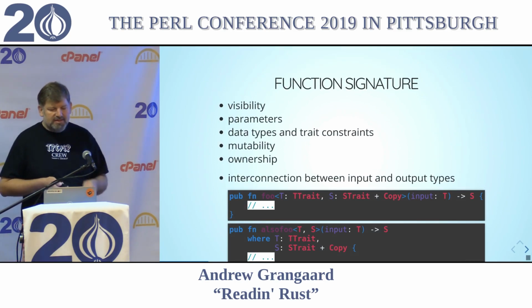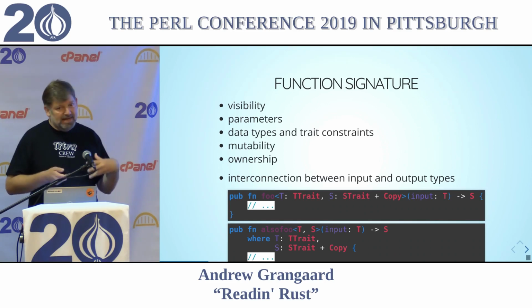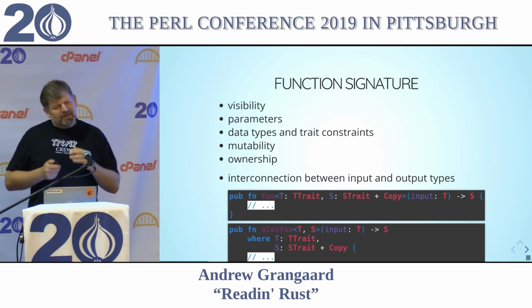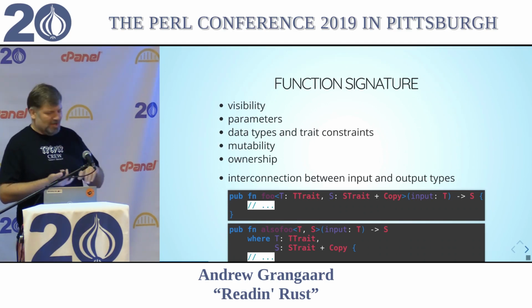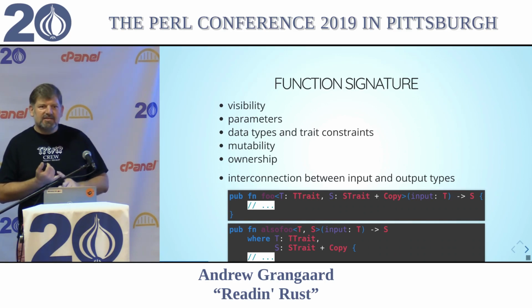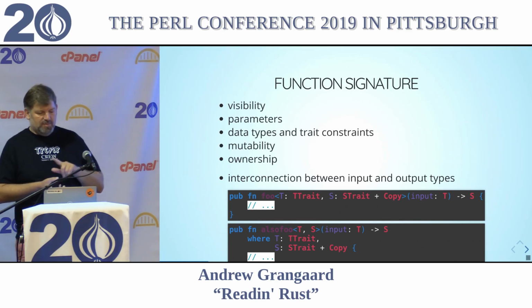And the function signature gives you a whole bunch of stuff. It's all packed in there. It's very dense. They think it's a better form of documentation than it is, but it's really good, but it's not all the way to documentation. But it tells you many things. It tells you the visibility, whether or not this is a public or private function. It tells you the parameters. It tells you their data types. It tells you the trait constraints of those data types, which we'll get to later.